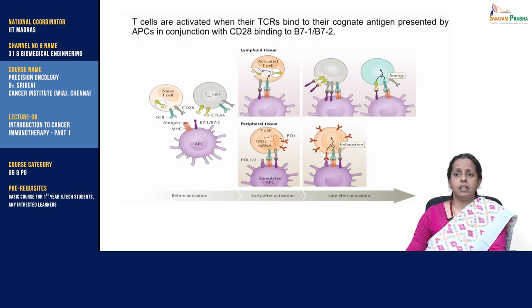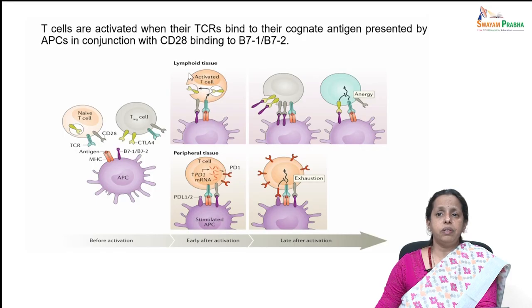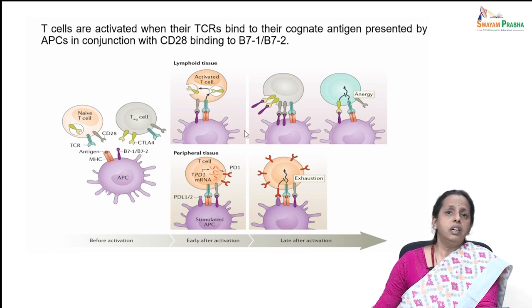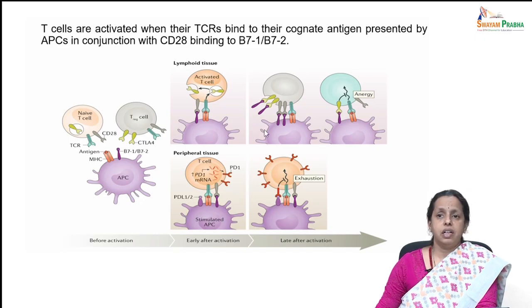The CTLA-4 expressed by the activated T cells binds to your B7-1 and B7-2 molecules on the antigen presenting cells, thereby preventing their binding to your CD28 and promoting anergy by decreasing the T cell activation state. This is very, very interesting.